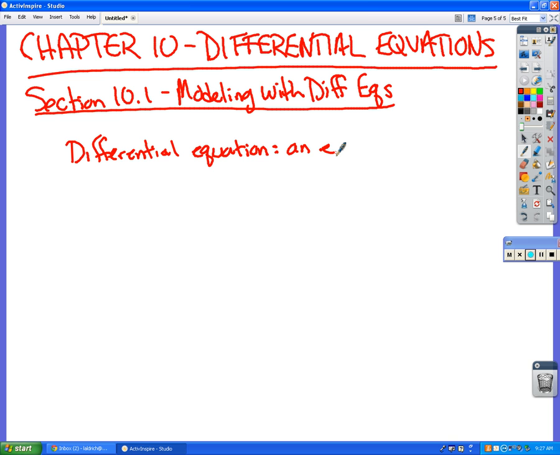A differential equation is an equation, obviously. You don't have to write this down necessarily.